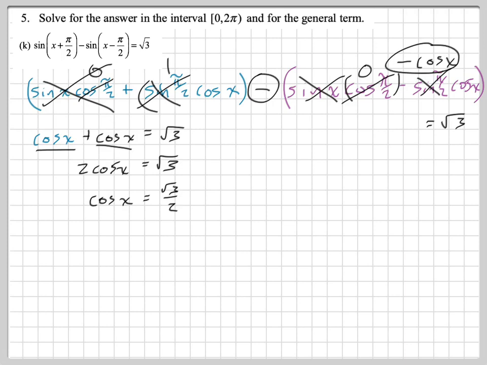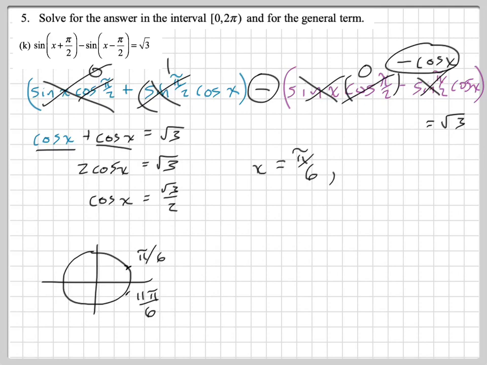Now, thinking about rad 3 over 2, where in our unit circle does the x equal rad 3 over 2? And the answer is right there and right there. This angle is pi over 6, and this angle would be 11 pi over 6. So our two answers in this little window that they give us are pi over 6 and 11 pi over 6. For our general solutions, we'd have to add the period to each of these.